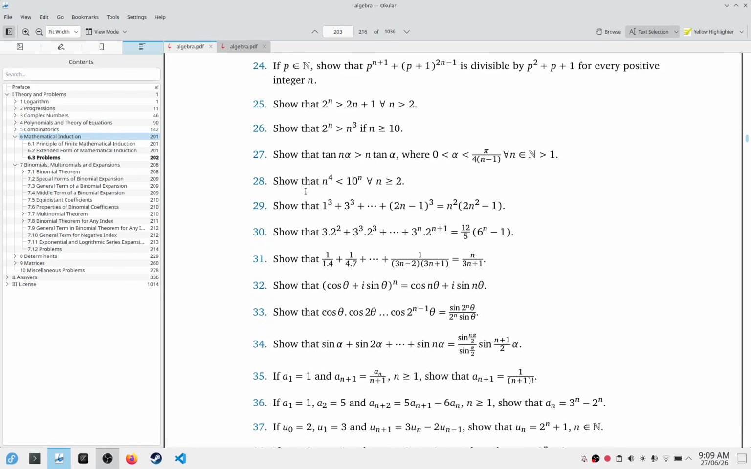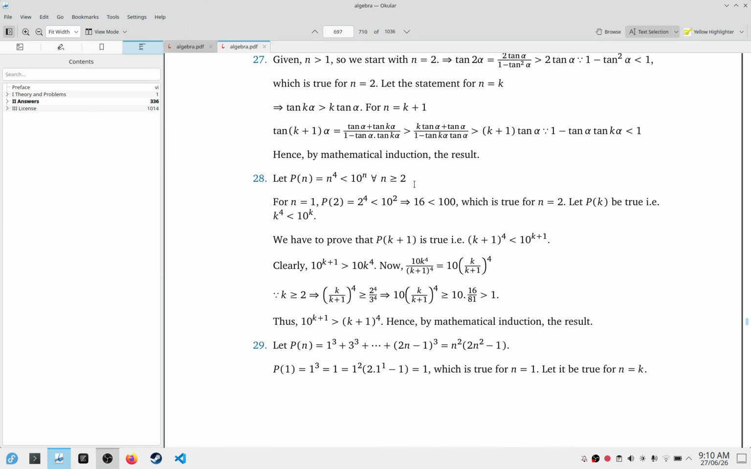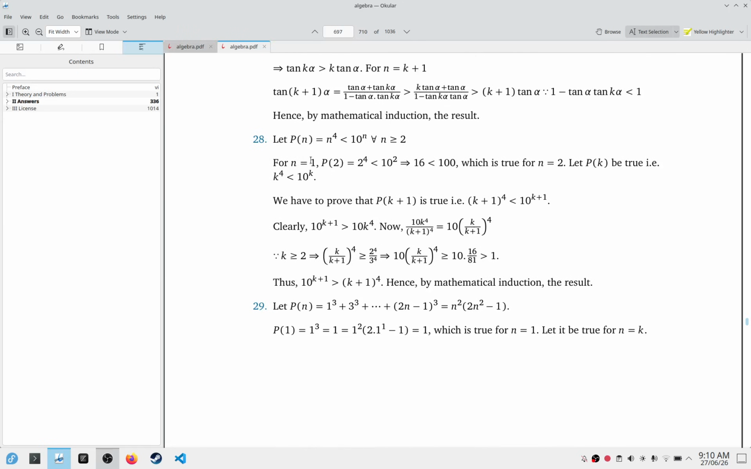Question 28 says: show that n to the power 4 is less than 10 to the power n for all n greater than or equal to 2. So for n equal to 2, P2 is 2 to the power 4 less than 10 squared. 16 is less than 100, which is true for n equal to 2.